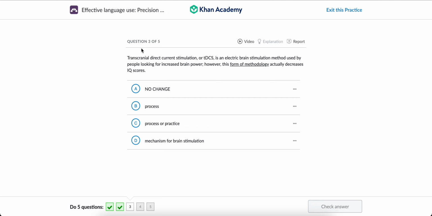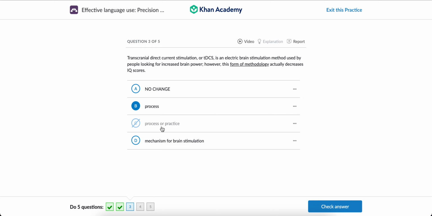So you don't need to say form of methodology because form and method have the same meaning. And they also mentioned method earlier, so I would kind of not choose method in this case. I would rather choose the one that's more concise, so it's process in this case. If you look at C, they say process or practice. They kind of have the same meaning.